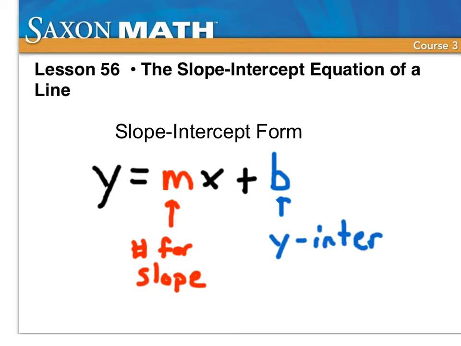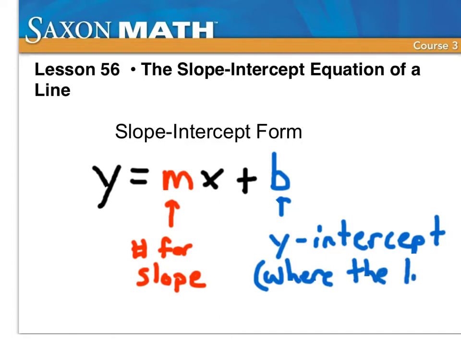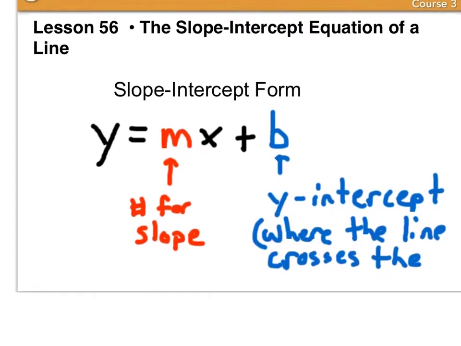And a y-intercept is where the line crosses the y-axis. So the y-intercept tells us where our graph should cross the y-axis, the up and down axis. Again, I want you to memorize this. When I ask you what slope-intercept form is, you should be able to tell me y equals mx plus b. And remember, m is the slope, and b is the y-intercept.